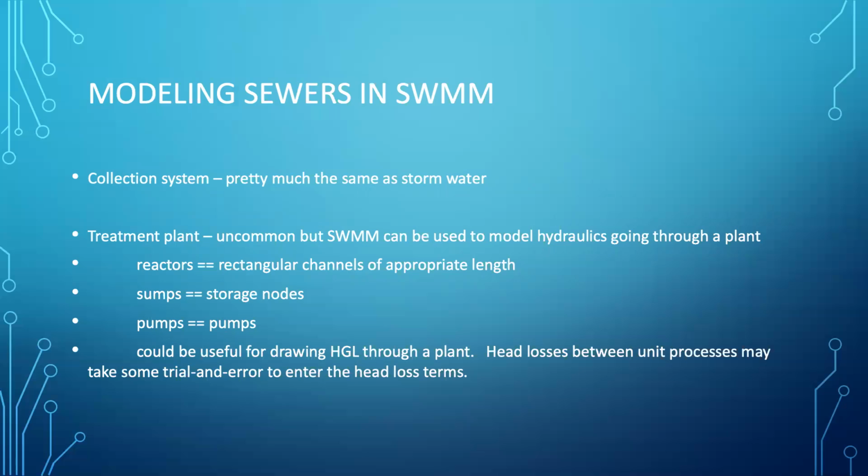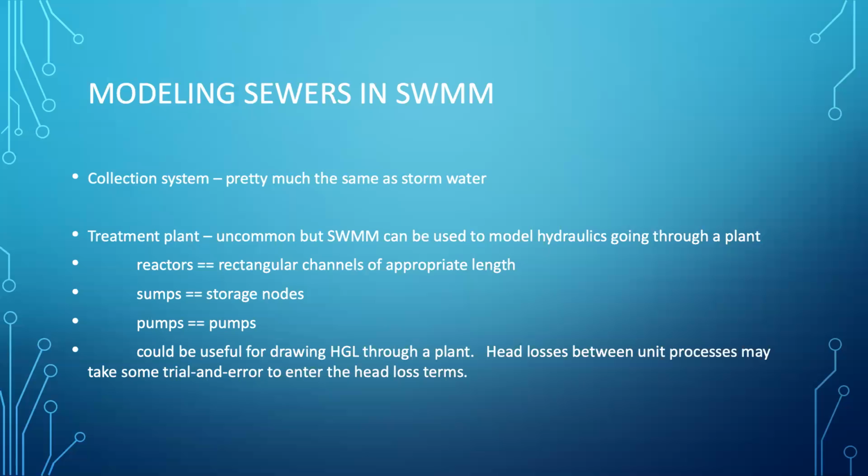We might be able to do a design akin to the rational method, although there's no rainfall runoff portion, to size our pipes and so on. We could also use SWMM to model flow through a treatment plant. It's relatively uncommon, but it could be done. It would take some modeling skill to replace reactors in a real treatment plant with rectangular channels of appropriate dimension, sumps as storage nodes with appropriate elevation and volume dimension, pumps are pumps. And this could be useful for computing hydraulic grade lines through a plant.